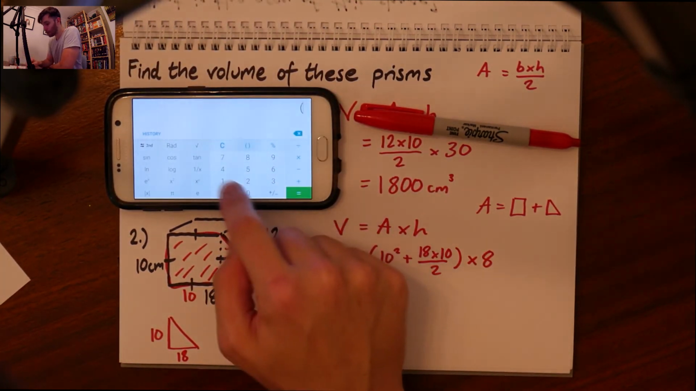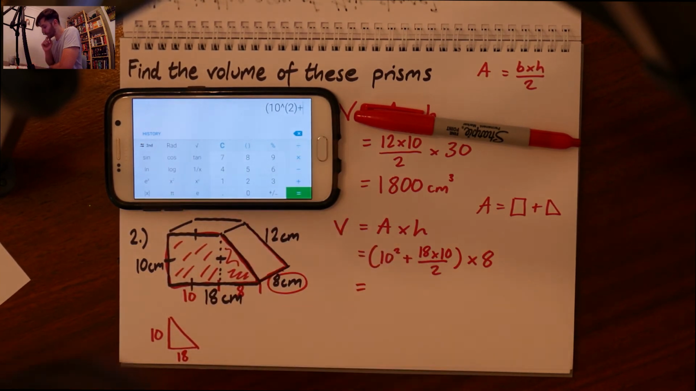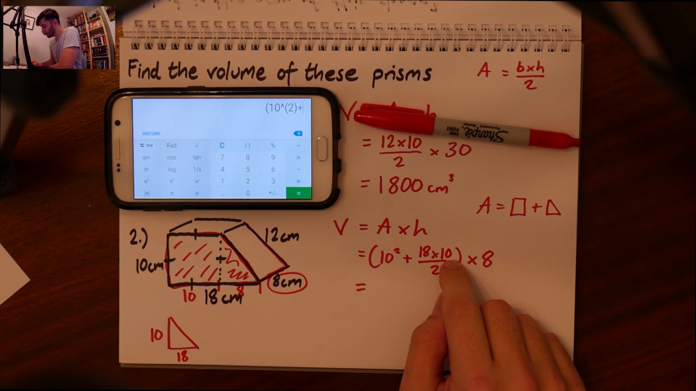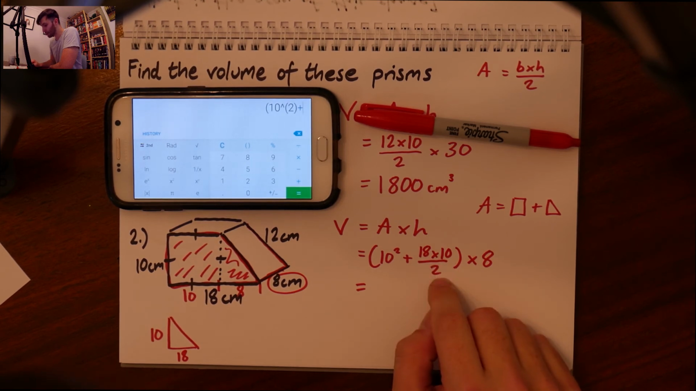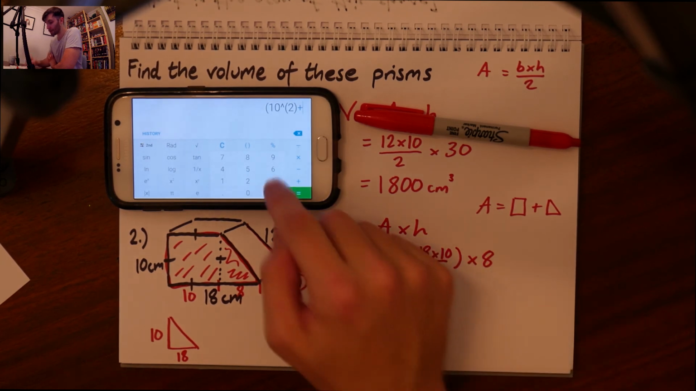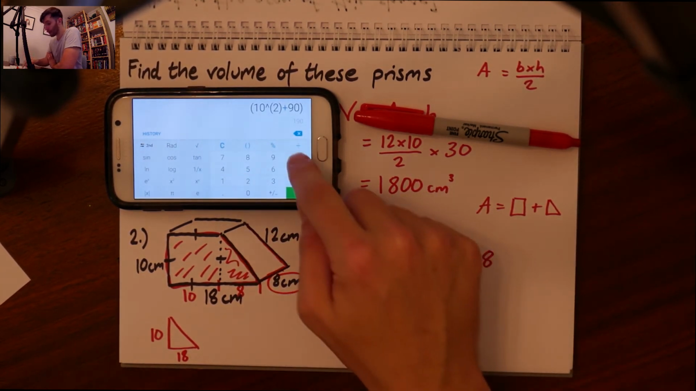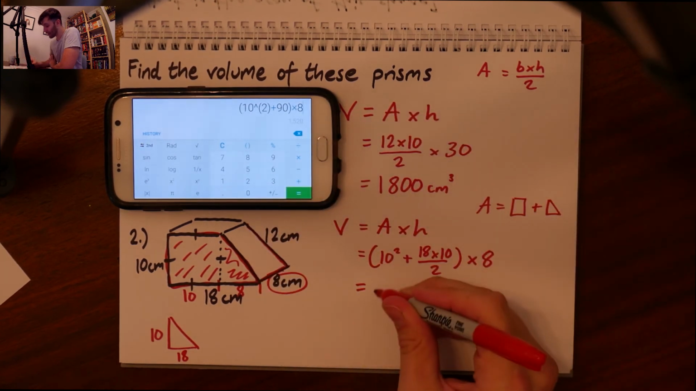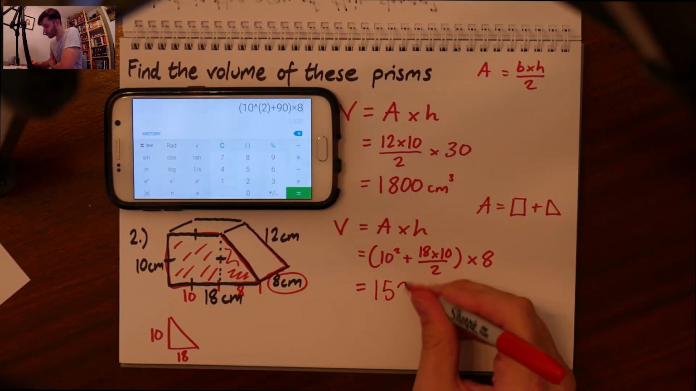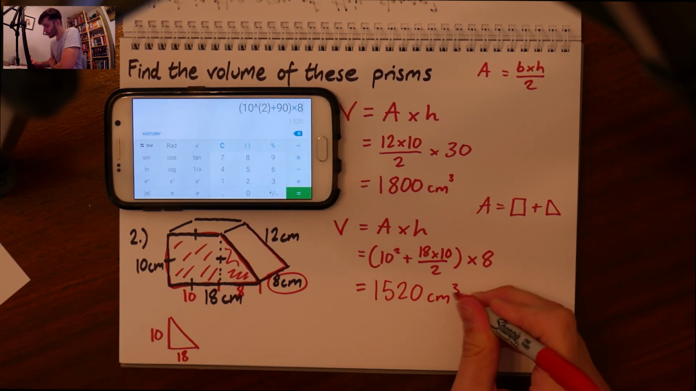I want the result of 10 squared, and I'm going to add on to that 18 times 10, divided by 2. You know what, 18 times 10 is 180, divide that by 2 is 90, so I'm just going to add that on myself, then multiply that by 8. That gives me an answer of 1,520. Again, look at the units, centimetres cubed.